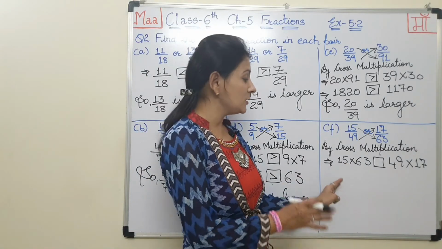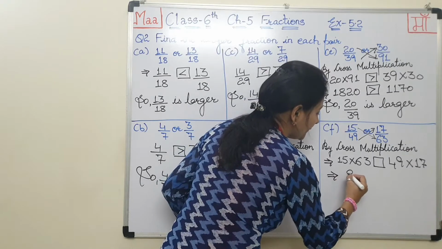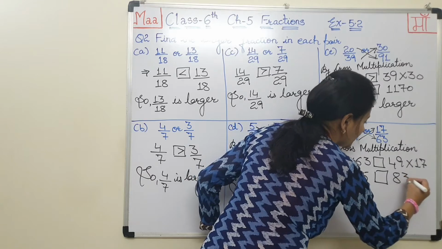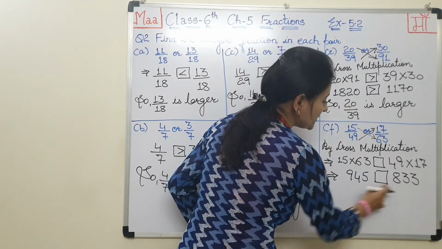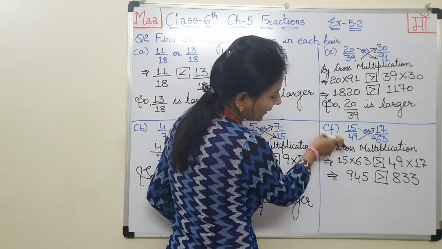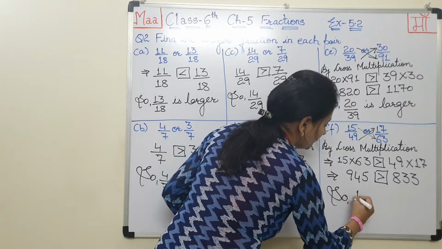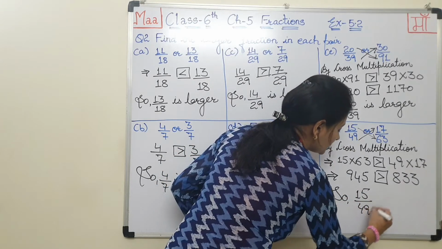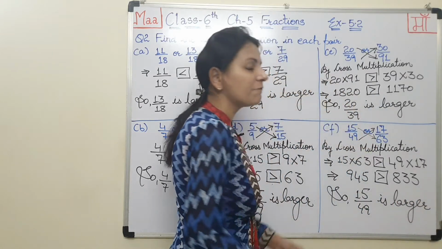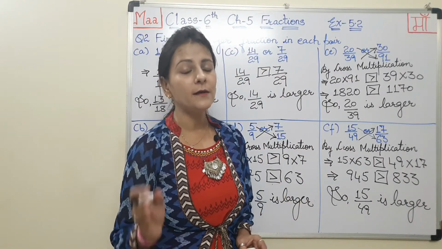So after multiplication we will get the result as 15 into 63 is 945 and 49 into 17 is equal to 833. So from these two numbers the greater number is 945, and above 945 the fraction is 15 upon 49. So 15 upon 49 is larger. So this is how, students, we can find the smaller and the larger fraction. I hope both the questions are clear to you.